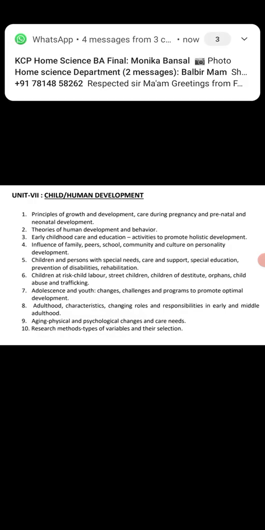In the next unit, seventh unit, we have child and human development. In this very vast topic, we have all the growth and development changes, like from the conceiving of a child till the death, from the birth till the death. We have theories of human development and behavior, early childhood care, education, child and personal special needs, their problems, children at risk, labor risk, adolescence and youth, adulthood, characteristics, the problems which occur during any stages in the life, aging, physical and psychological changes, and care needs, research methods, types of variables, and their selection.